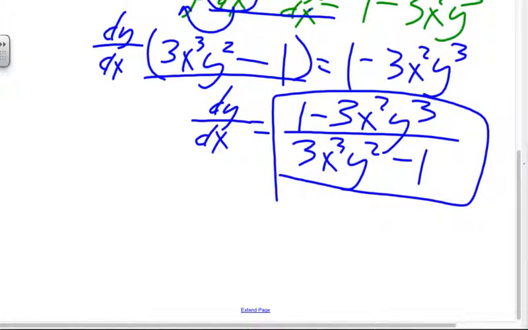So remember, the trick here is to factor your dy dx out when it's in more than one term. And then divide by what's over there. You move it over here, and you got your derivative.